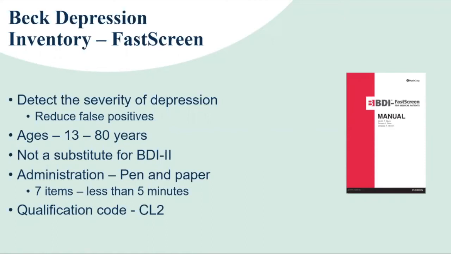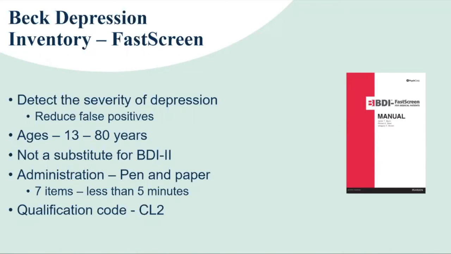It is aimed at those from 13 to 80 years old and is a 7-item self-report taking no longer than 5 minutes to complete. All of the items are extracted from the Beck Depression Inventory 2 and measure the severity of depression that correspond to the psychological, non-somatic criteria for diagnosing major depressive disorder as listed in the DSM-4.